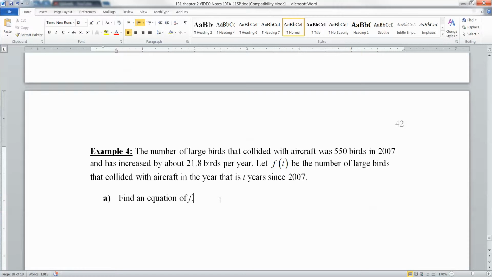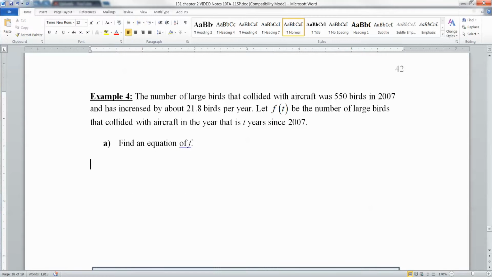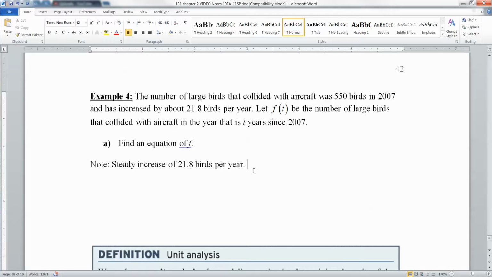Okay, so we're supposed to find an equation for f. Now notice this is a steady increase. Let's make a note, right? It's a steady increase. They say 21.8 birds per year. They didn't really say the word steady, but it was kind of implied there. Okay, so that's fine. Steady increase, beautiful.